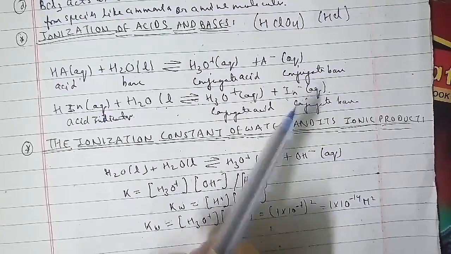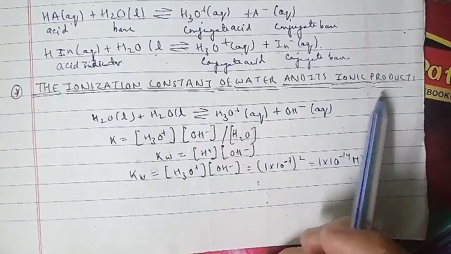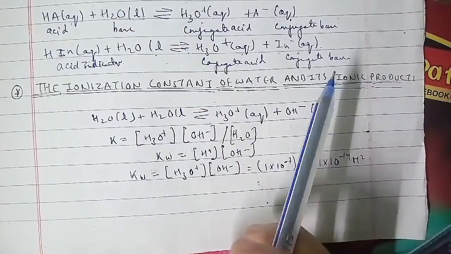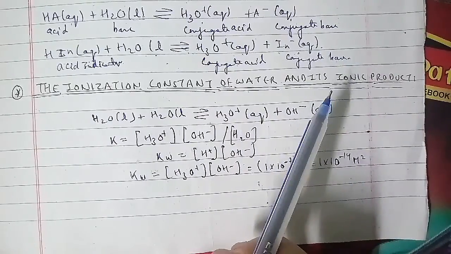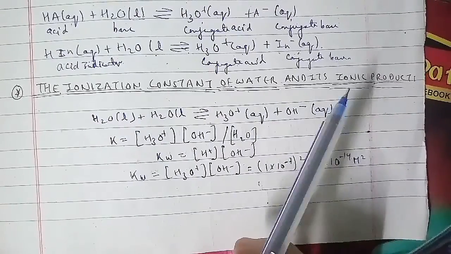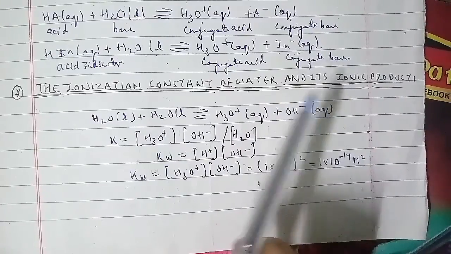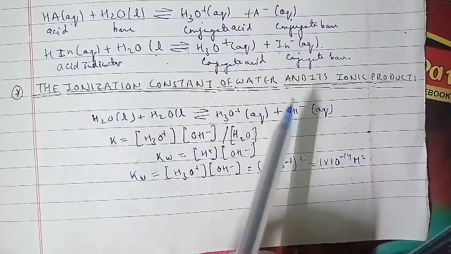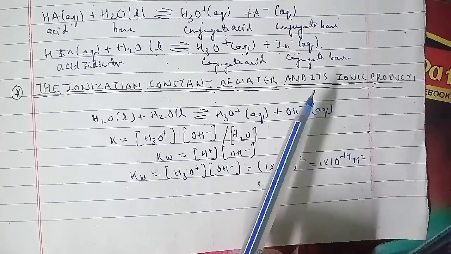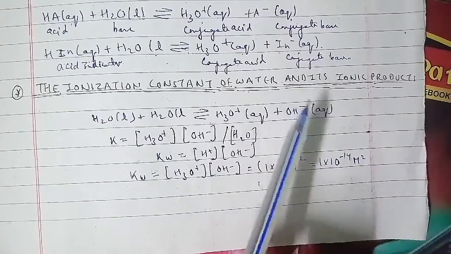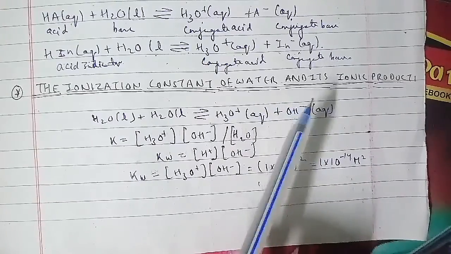Now we'll talk about another topic, that is the ionization constant of water and its ionic product. Some substances like water are unique in their ability to act as both an acid and a base. We have seen that in the presence of an acid, that is HA, water accepts a proton and acts as a base, while in the presence of a base, B minus, it acts as an acid by donating a proton. In pure water, one H2O donates a proton and another water molecule accepts a proton and acts as a base at the same time.